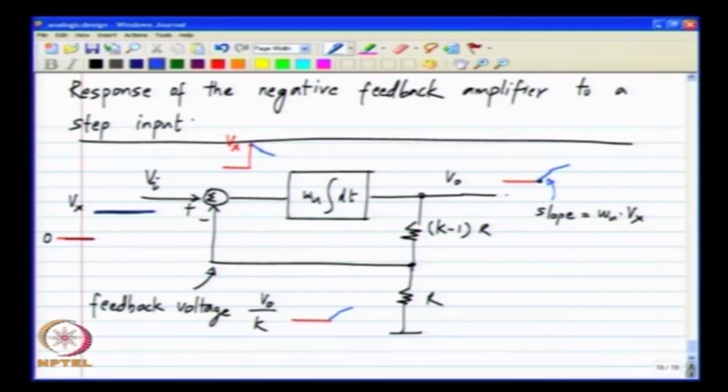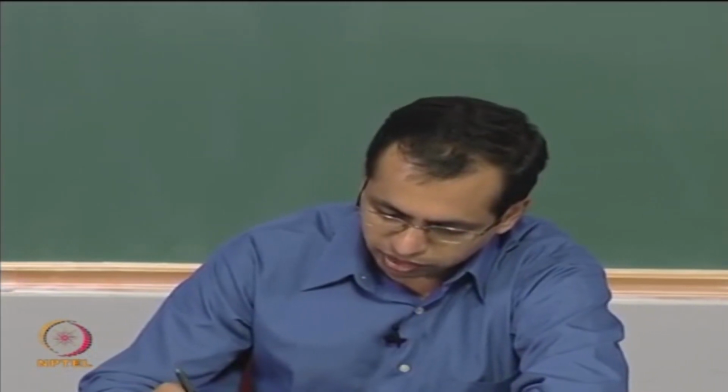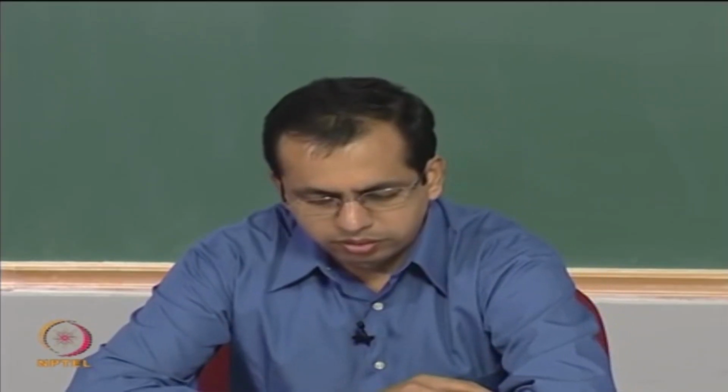So, this goes on until the slope becomes almost 0 and the output reaches the new steady state, okay, and the error does something like this. So, this will be the nature of the error. So, it will show an initial step. Initially the error becomes very large because the integrator cannot respond instantaneously to its input, and then after that the error gradually reduces and then becomes close to 0, and then the new steady state is reached, and the new steady state value is when the output V naught equals k times Vx, okay.